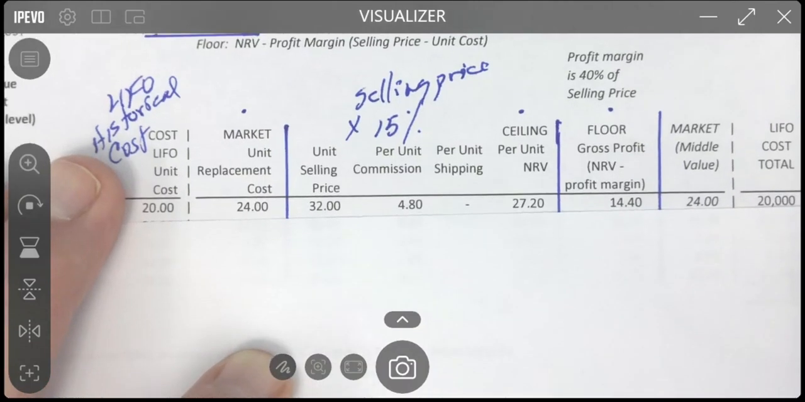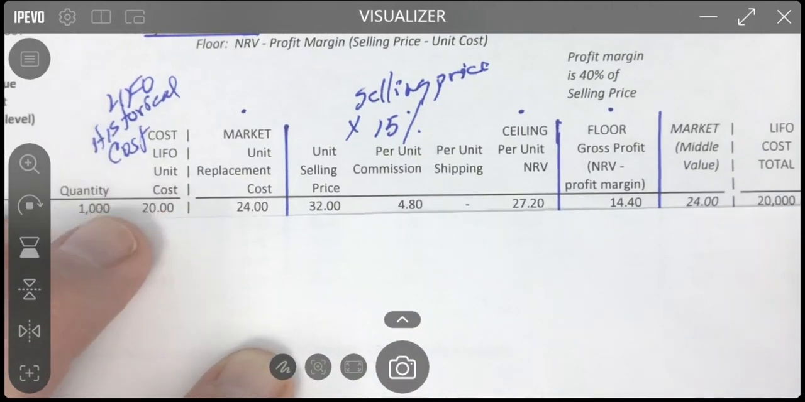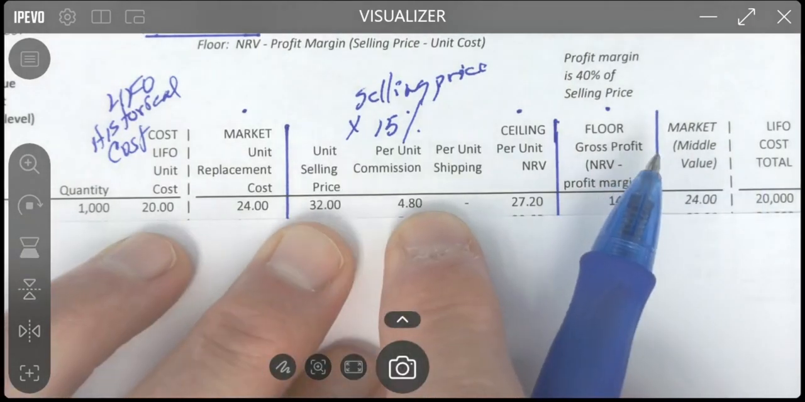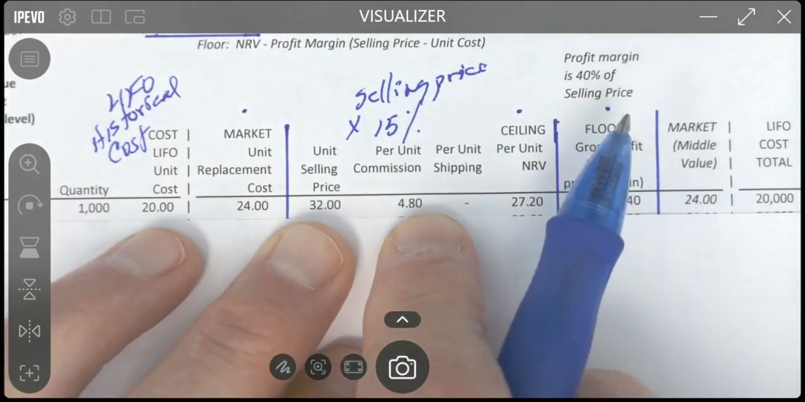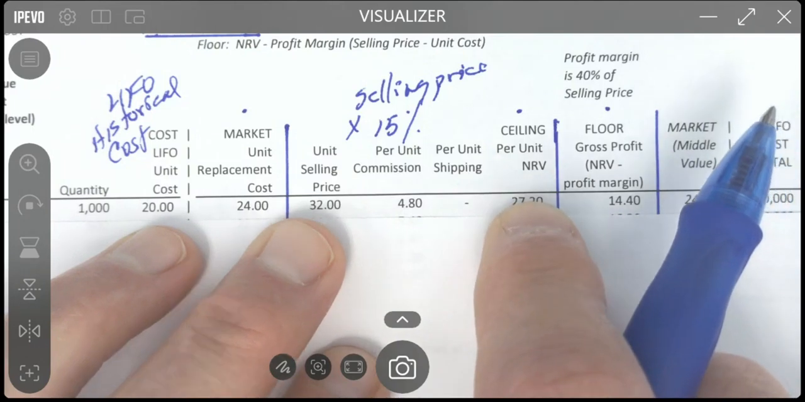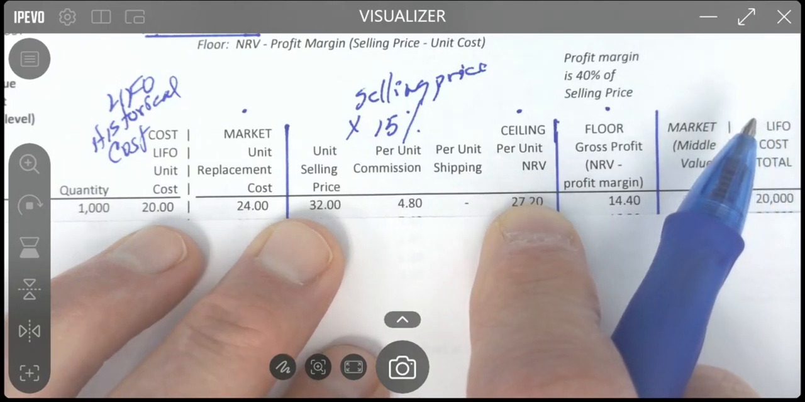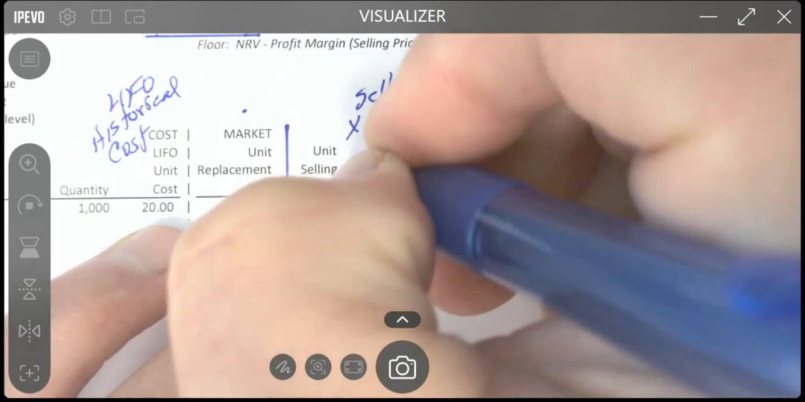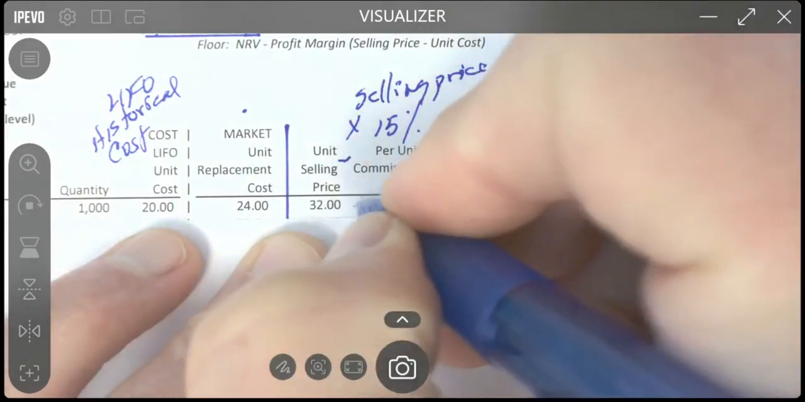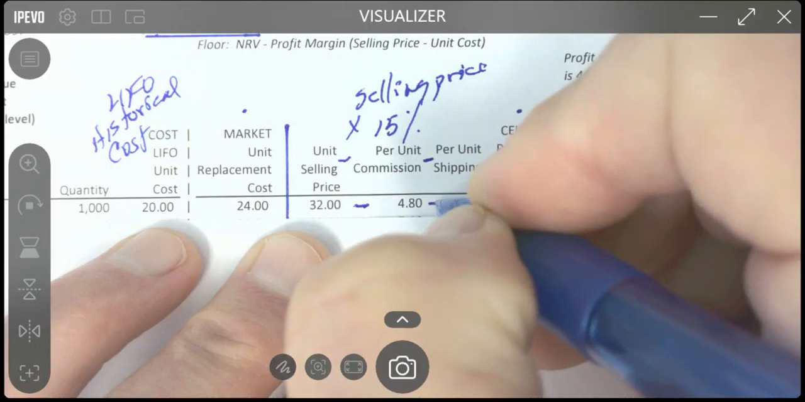The ceiling value is $27.20, which is the selling price of 32 minus the commission of 4.80, net realizable value, 27.20. So unit price minus commission, minus shipping.